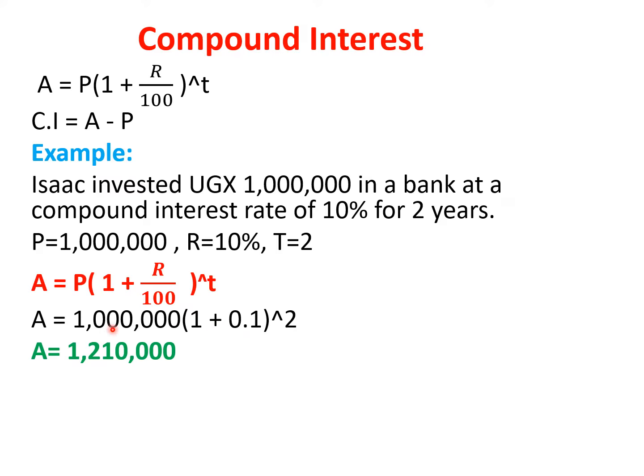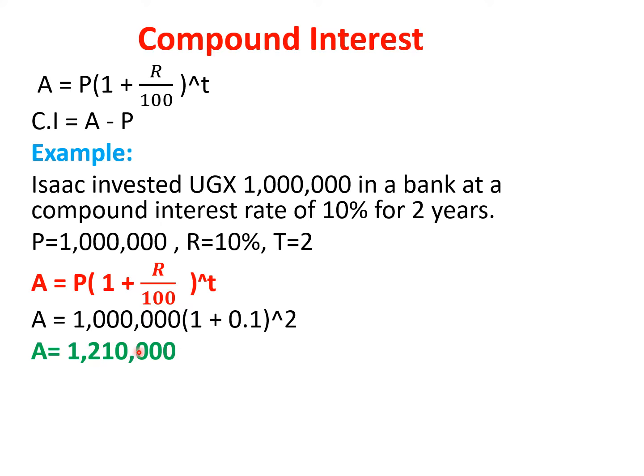It is 1 million into (1 plus 0.1), but 0.1 comes from here: R, which is 10, divided by 100, is the same as 0.1. Then power 2, whereby t is the time. So whenever we compute this, we get the answer as 1,210,000 shillings. But they are not asking us the amount.